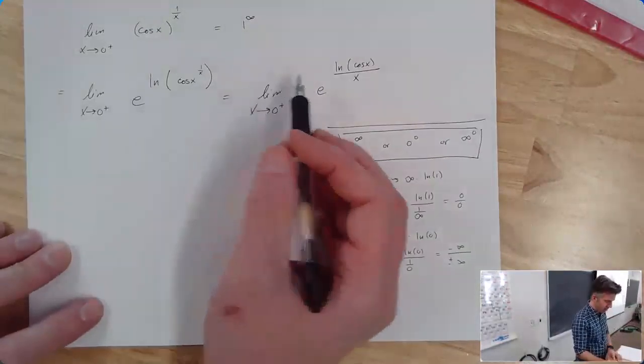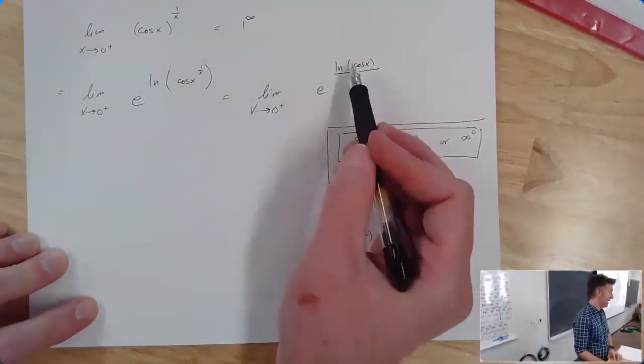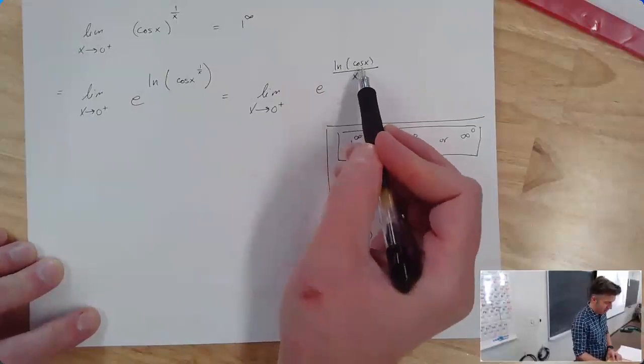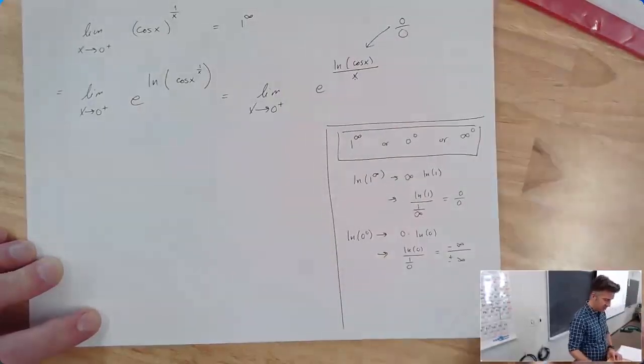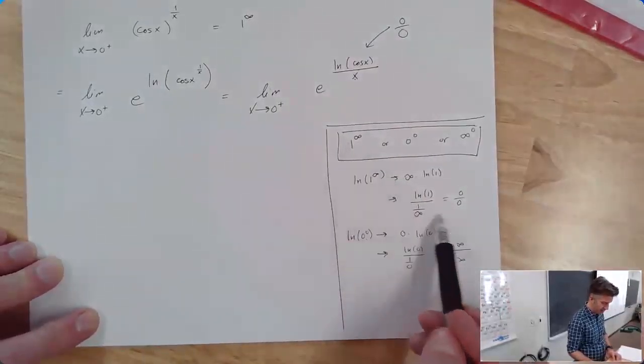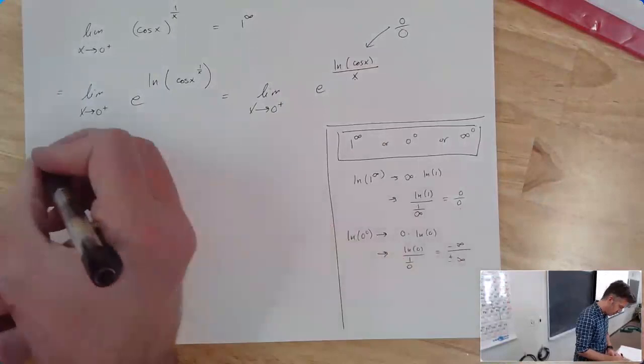We can also check though, right? Here, cosine of 0 is 1, natural log of 1 is 0, and the bottom's also 0. So we definitely have a 0 over 0. As we expected, when we started with a 1 to the infinity, it led to a 0 over 0. So now we use L'Hopital's rule.